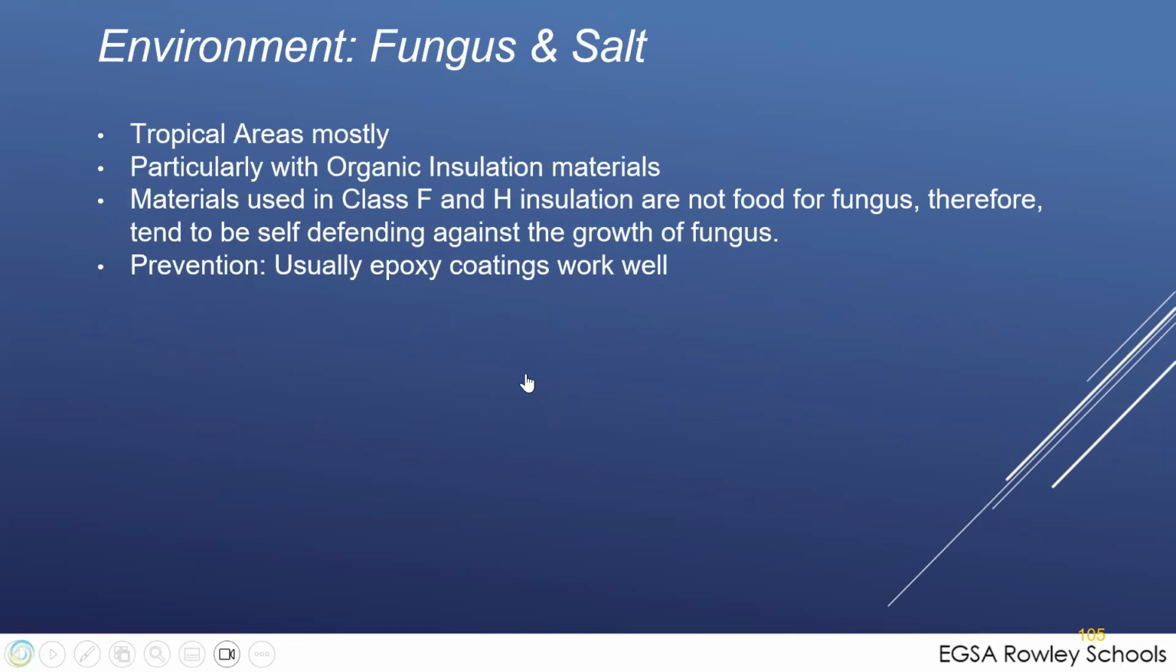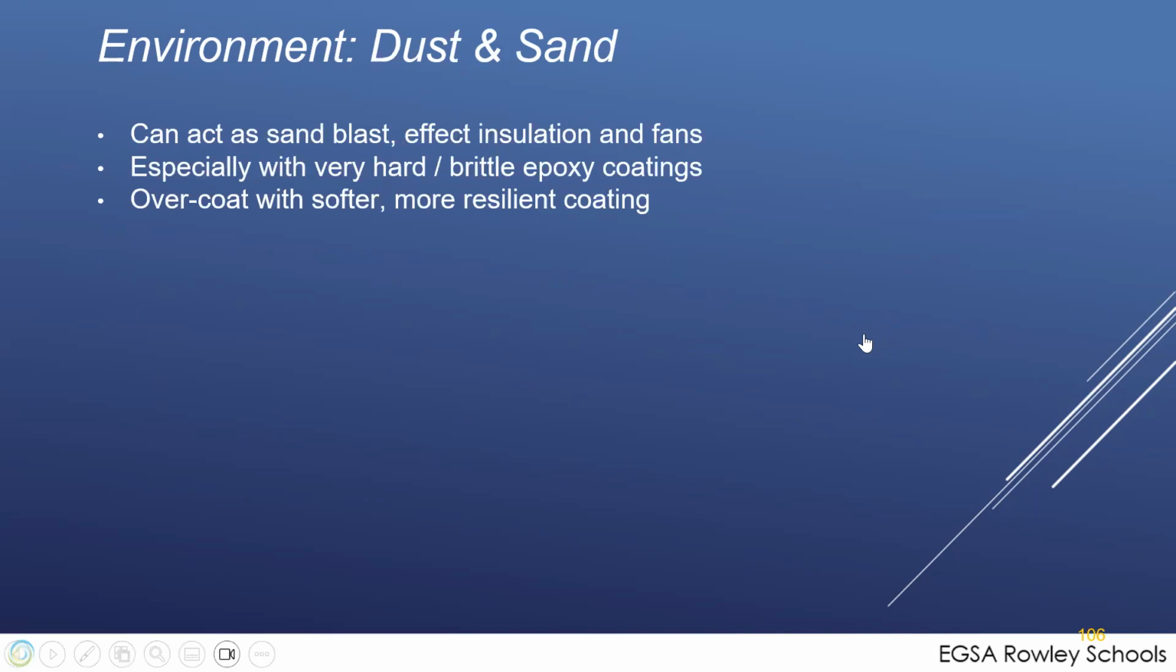Fungus and salt, again, less of a problem now, but the older materials would actually be a food for fungus, and so it would grow. New insulation materials don't support fungus growth, so it's not much of a problem anymore. But if you're dealing with old machines, and you want to replace an old machine that has some unusual ratings, you may want to make sure that your new machines in high humidity environments work well with that type of environment. The next is dust and sand. Obviously, if you suck in dust, it acts like a sandblast and rips the insulation apart.